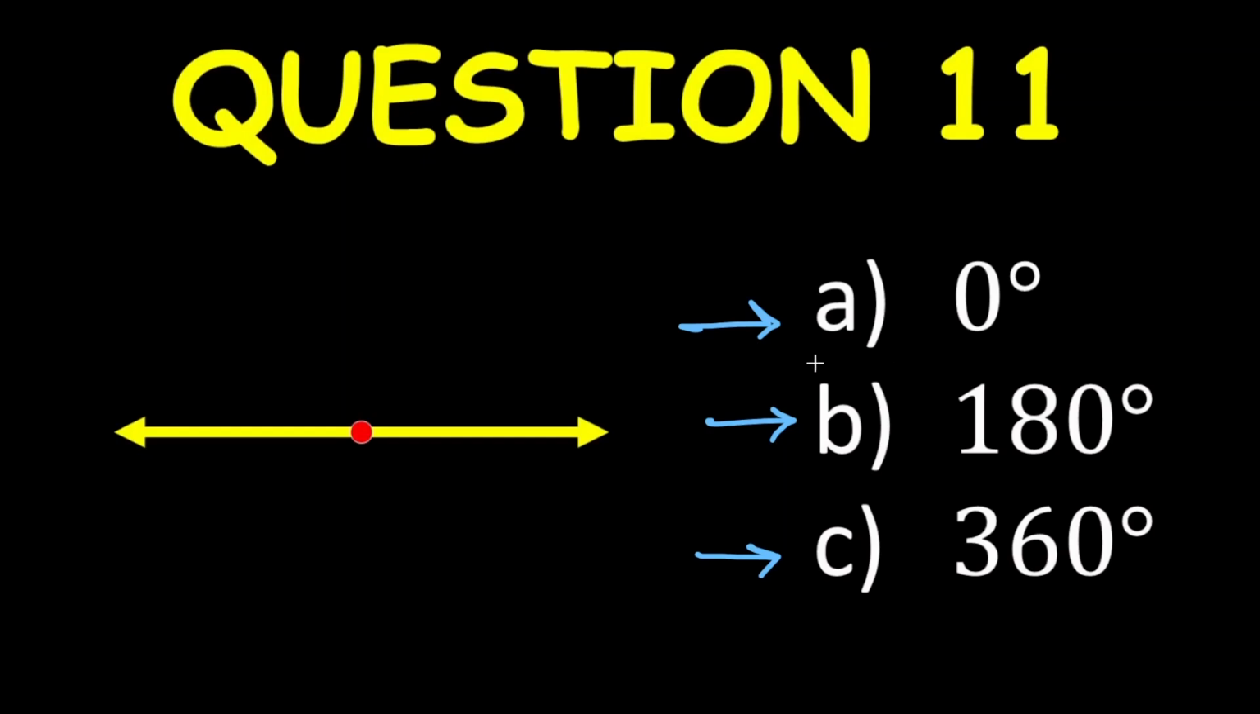Okay, so the correct answer is option B. B is the correct answer. Let's look at why it is so. As a rule, one of the trigonometry rules says that the angle sustained on a straight line is 180 degrees.